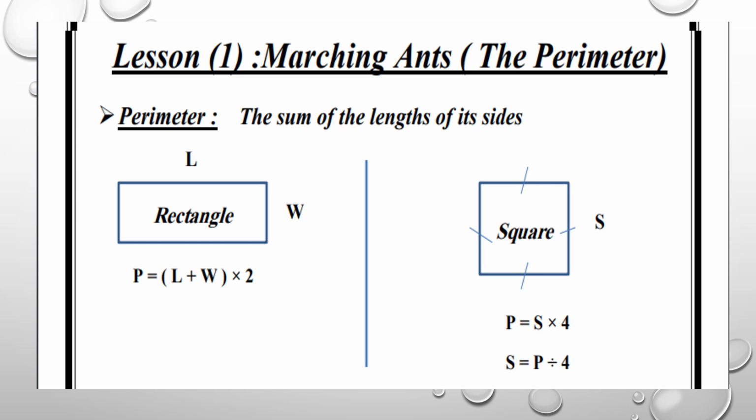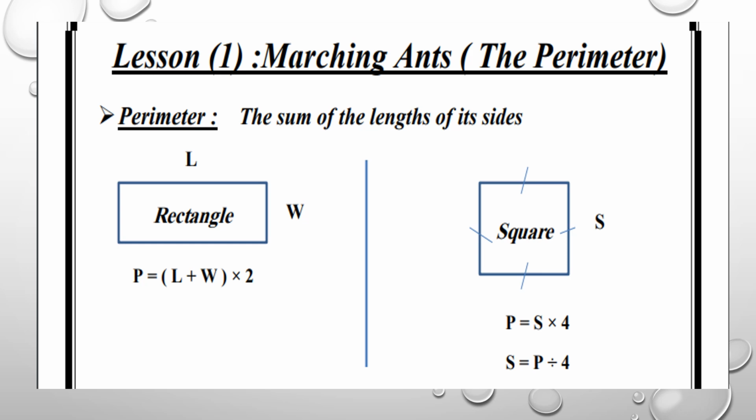Look at the second shape, a square. We said before that all the side lengths in the square are equal. So to get the perimeter of the square, we have to add all the sides together. It means that I have a number repeated 4 times. So we can use a rule instead of it: perimeter equals side times 4.